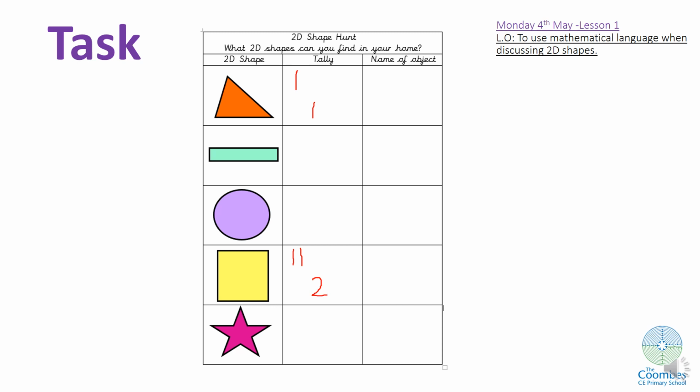Once I've done that, I will then be able to challenge myself to write down the name of the objects that I found with these 2D shapes. So one of the objects that I found was a plug socket, and that plug socket was shaped like a square. I hope you enjoy your 2D shape hunt today.